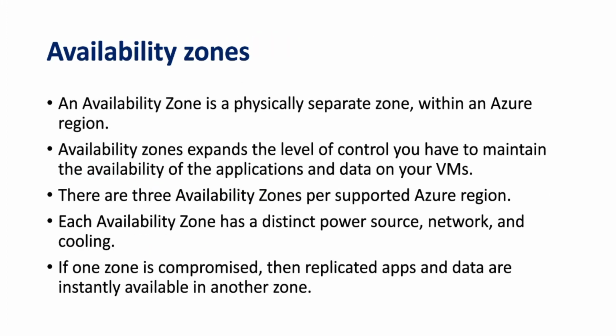Next we have an important concept called availability zone. An availability zone is a physically separated zone within an Azure region. Like I am in Central India. Here I have 3 Azure availability zones, 1, 2 and 3, and all these 3 zones are separated from each other, like they have their own power, own cooling, own infra basically. So if one zone goes down, then our data or applications will automatically replicate to zone 2 and zone 3. That is the concept of availability zone. Availability zones expand the level of control you have to maintain the availability of the application and data on your VM. There are 3 availability zones per supported Azure region. Each availability zone has a distinct power source, network and cooling, as we discussed. If one zone is compromised, then replicated apps and data are instantly available in another zone. So for high availability purposes, we generally use availability zones.